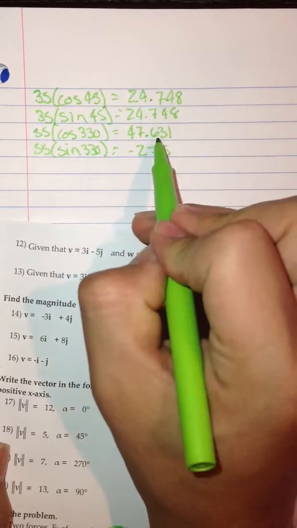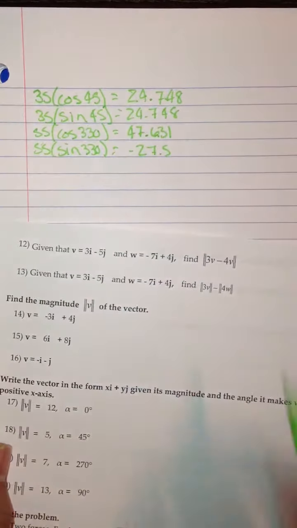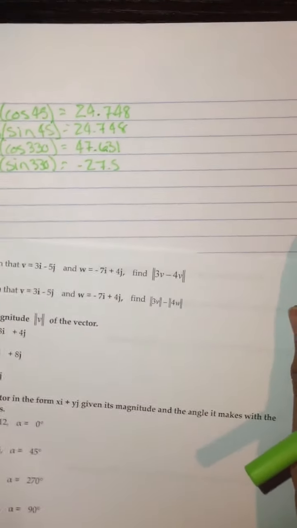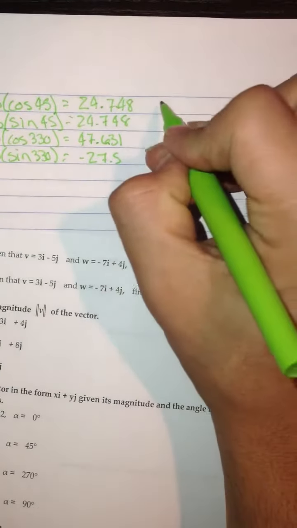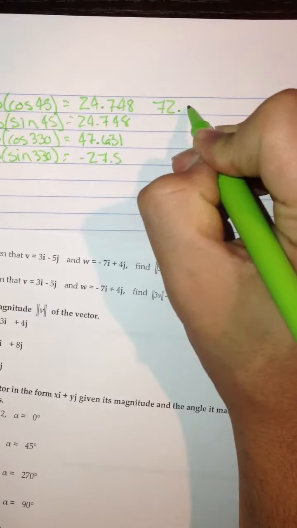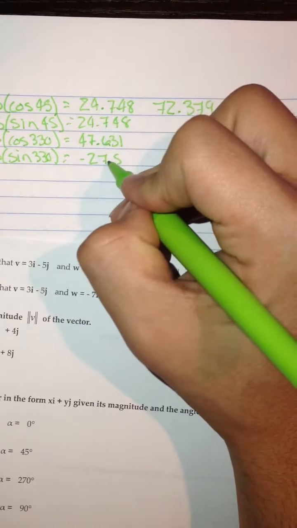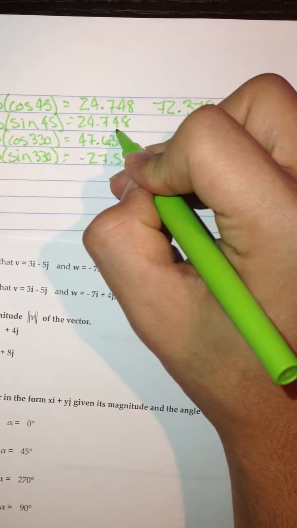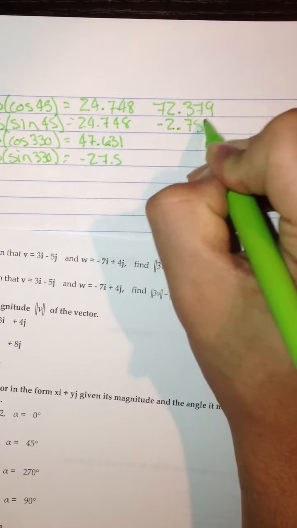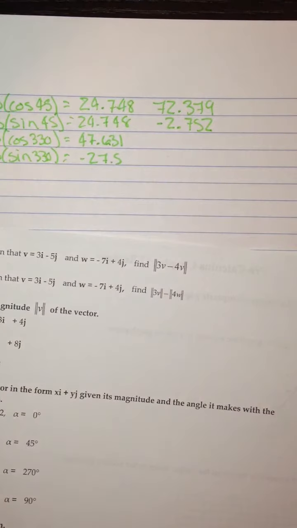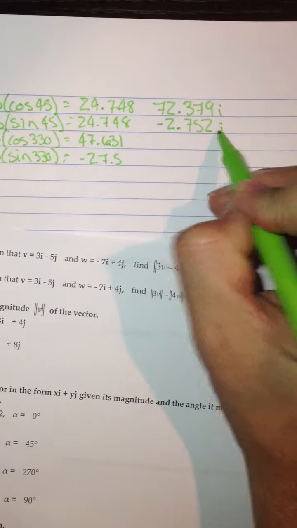Okay, the next step is we have to add the cosines together. So this one and that one. So 47.631 and 24.741. And you get, what do you get? 72.379. And if you add the signs together, this one and that one, you get negative 2.752. So what we do, in reality, and technically this is I and that's J.